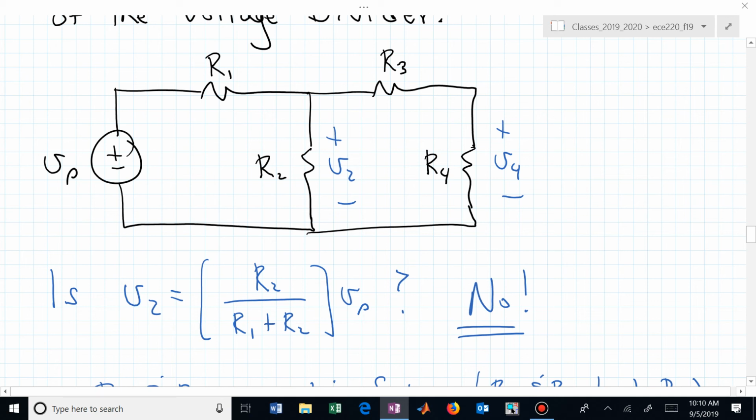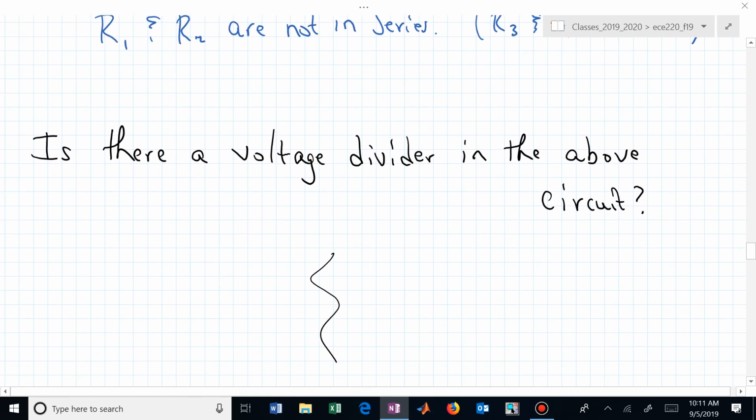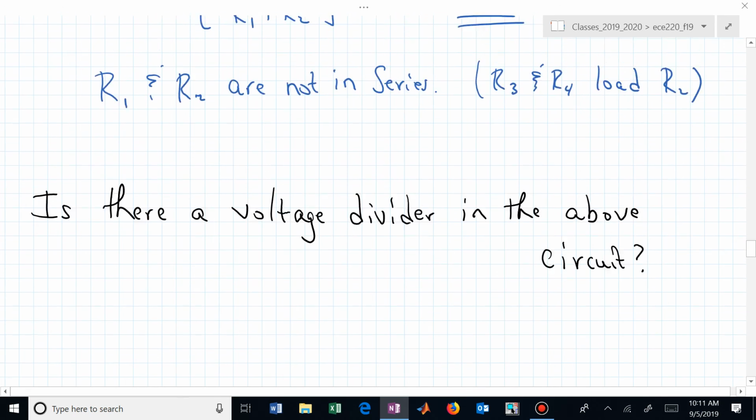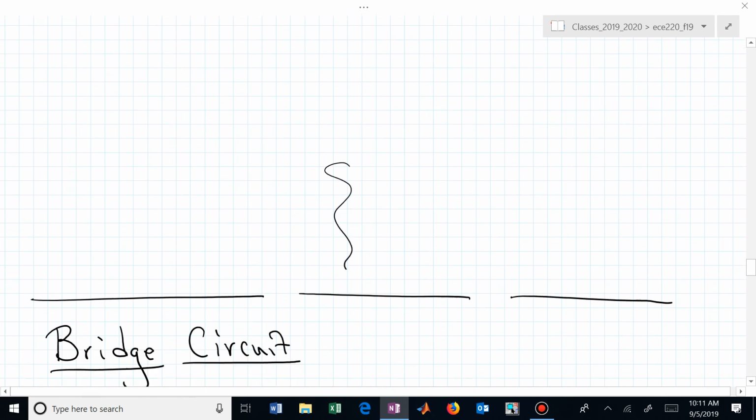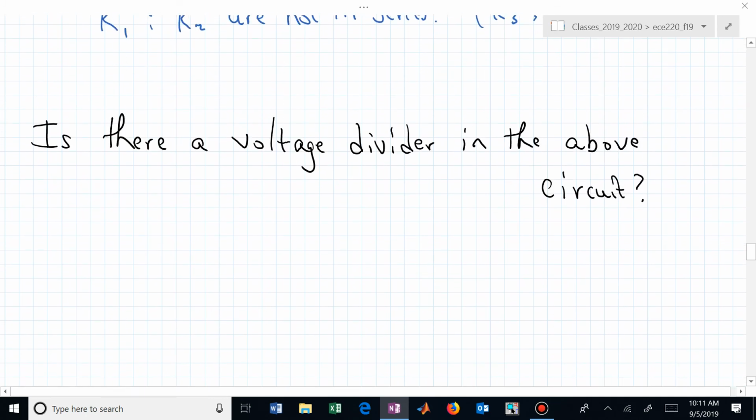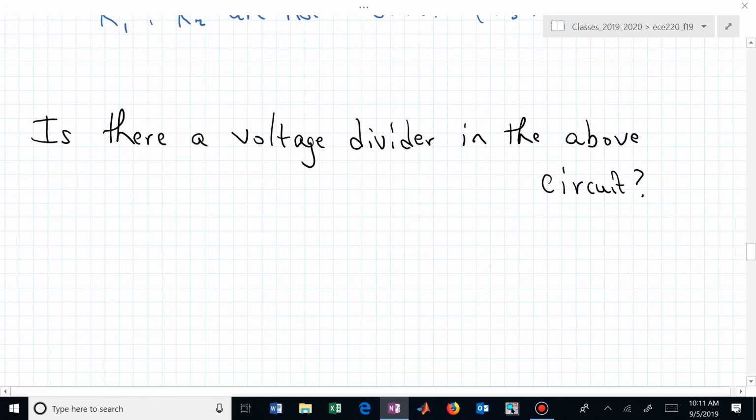What is V4? Do you see if we knew V sub 2, we could divide it among R3 and R4, so we could find V sub 4 if we knew V2. That's the big if. If we knew V2, we could find V4 by a voltage divider. Oh boy, I keep losing. Sorry to dirty up your paper with those scribbles, but that's the only way I can space my stuff. I thought I captured them all before. Maybe I'm on the wrong page. Is there a voltage divider in the above circuit? Yes, and it's this one.